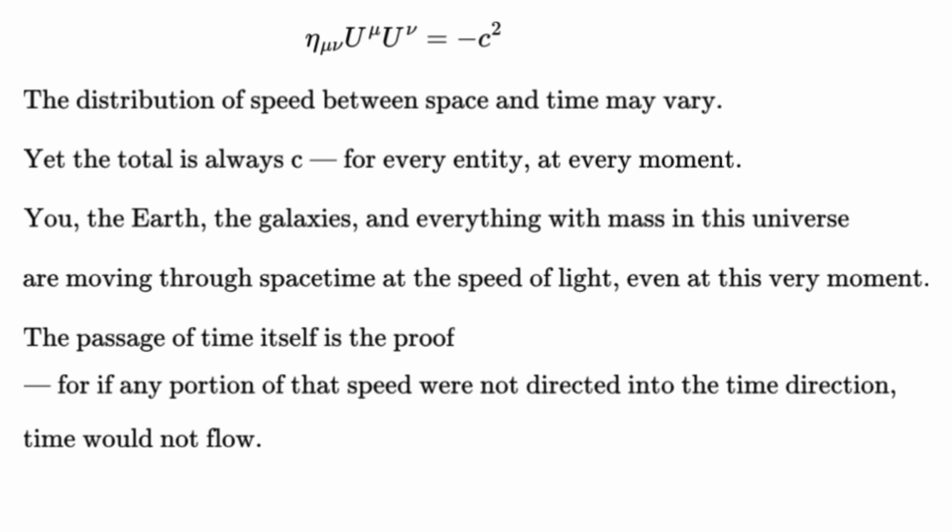The distribution of speed between space and time may vary, yet the total is always c for every entity at every moment. You, the Earth, the galaxies, and everything with mass in this universe are moving through space-time at the speed of light, even at this very moment. The passage of time itself is the proof. For if any portion of that speed were not directed into the time direction, time would not flow.